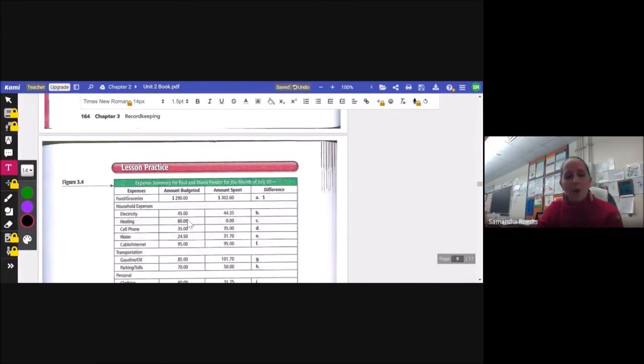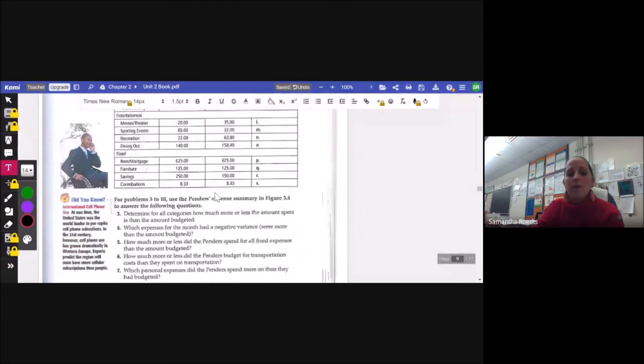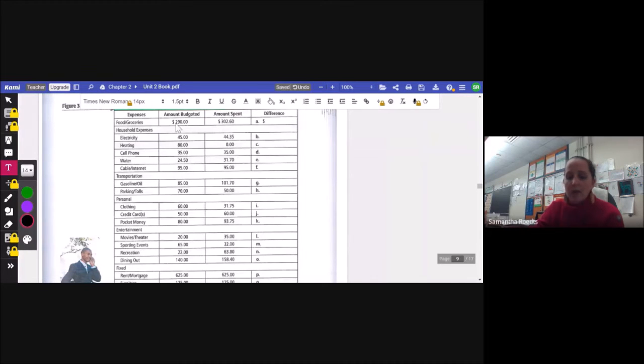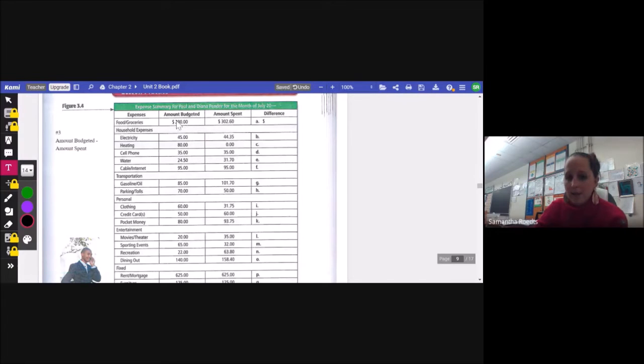I want to walk you through what you're doing for your homework. For the first problem, it says determine for all categories how much more or less the amount spent is than the amount budgeted. For each one of these, A through S, you're going to subtract the amount budgeted minus the amount spent. That's what you're doing for number 3: take this number, subtract it from this, and write down the difference.